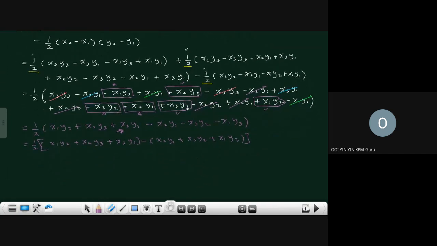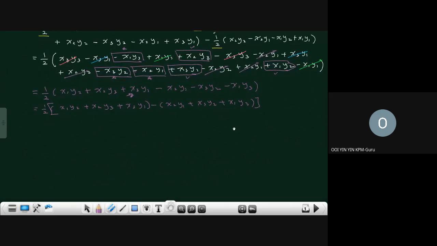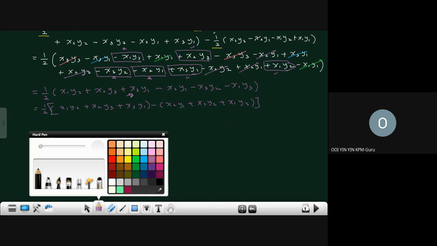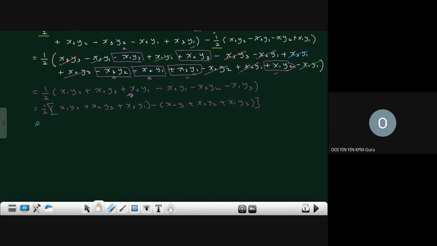I continue on. When you get the formula here, the final step is that I can write it like this: x1, y1, x2, y2, x3, y3. You only have three coordinates, your A, B, C, right? Now for the fourth one, you repeat back the first one, which is x1, y1.